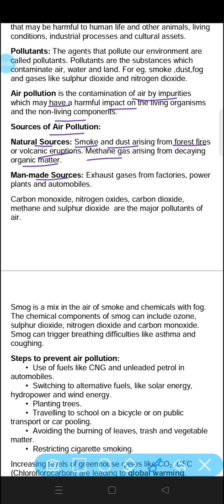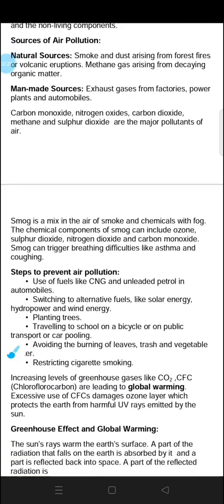Some are man-made sources like exhaust gases from factories, power plants and automobiles. The exhaust that comes out from different factories, different power plants and the vehicles that we use in our daily life also leads to air pollution. Now the different gases which are pollutants are carbon monoxide, nitrogen oxide, carbon dioxide, methane and sulfur dioxide. These are the major pollutants of air pollution.